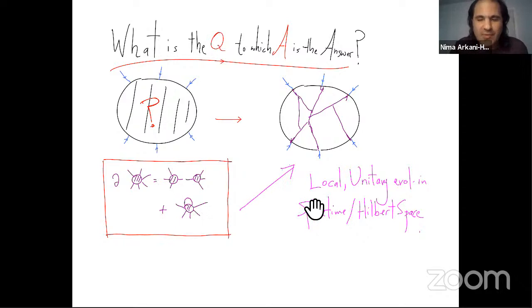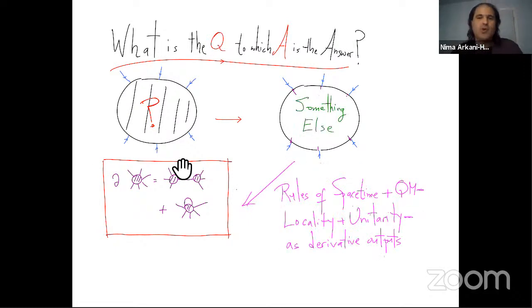And you can actually think that local unitary evolution in space-time is something that we add from the outside in order to make these singularity structures of the amplitudes manifest. What we've been doing over the past decade is reversing this question. We want to see the amplitudes as the answer to a different question and understand from this different question how the rules of space-time and quantum mechanics, locality and unitarity, come out as derivative outputs.